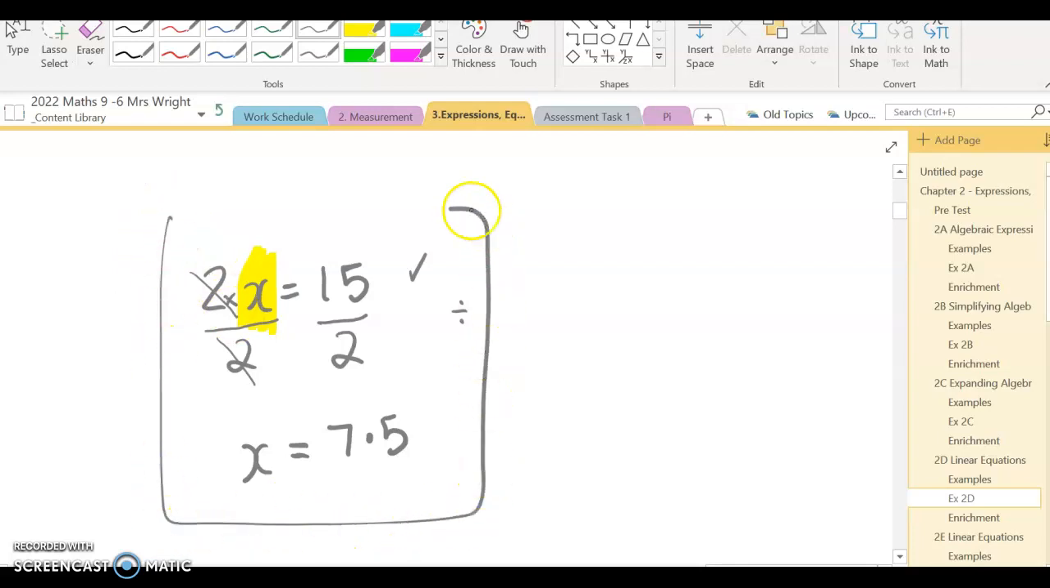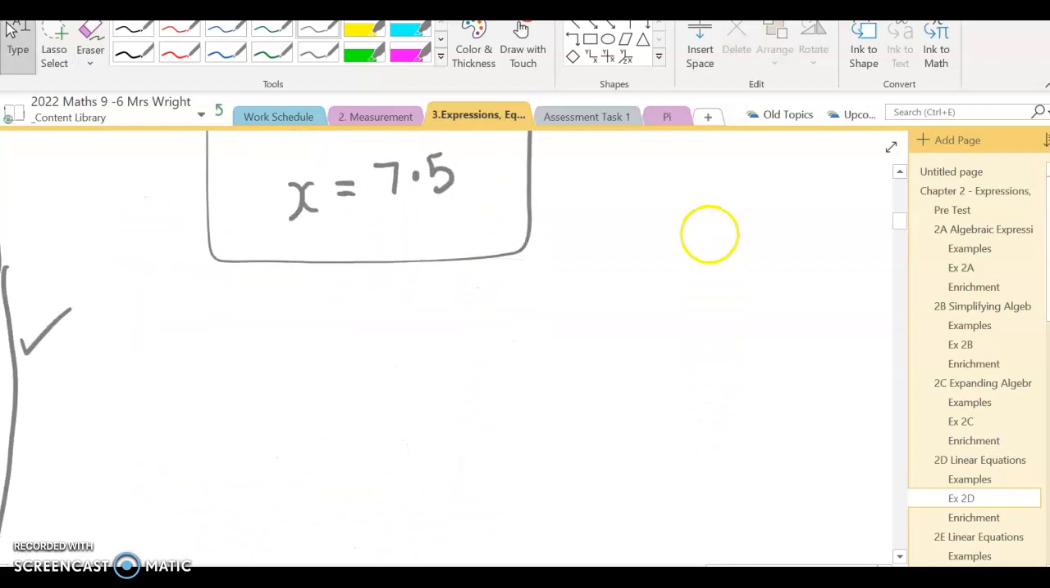Now there's one last type we want to have a little look at, and that is where we have a question like x divided by 6 equals 3. Now you can probably do that one in your head, which is great, but we need to know how to do it this way because we're going to look at extra steps in a moment and we're going to have to apply it over and over again.